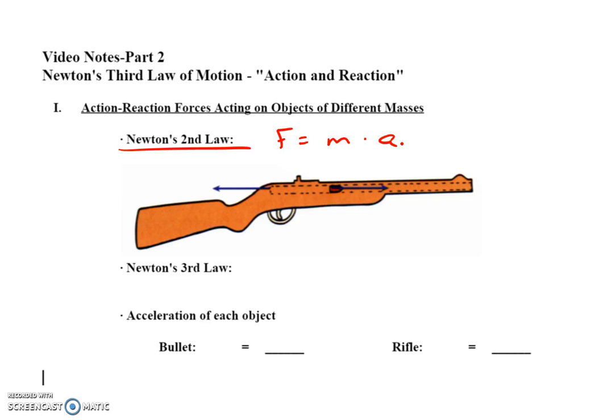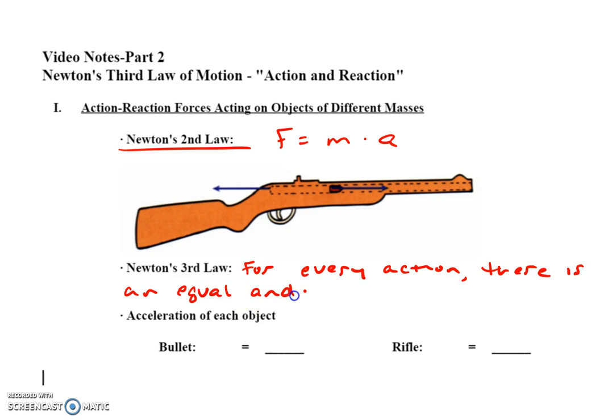When we talk about Newton's third law, it states that for every action, there is an equal and opposite reaction. And we call the objects that are in that interaction an action-reaction pair.